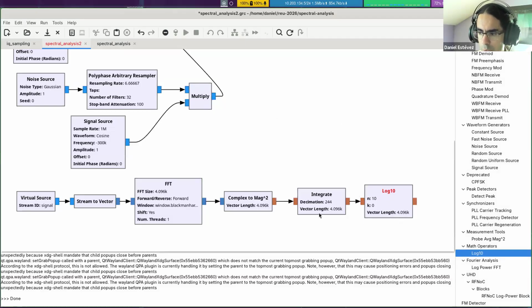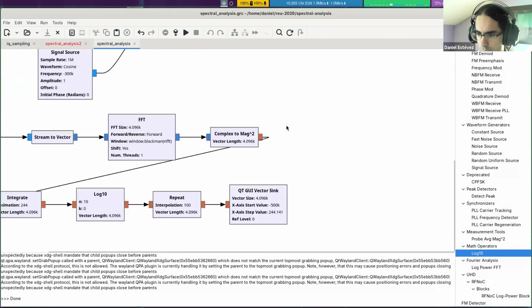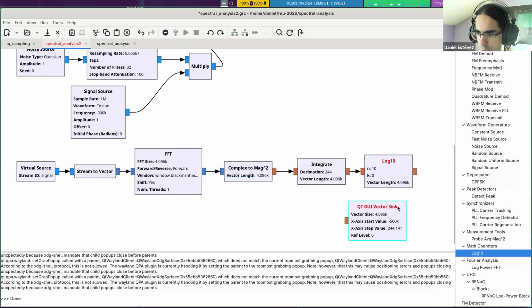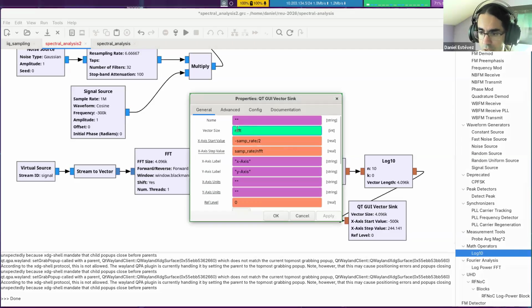Finally, we need a block to plot this output. I'm going to copy it from here because I don't want to type all the settings manually, but I will explain them. Because this is a vector, the way to plot it is the vector sink. This will plot a vector at a time, so we will see 4,096 points of the spectrum. We set the vector size and then the x-axis.